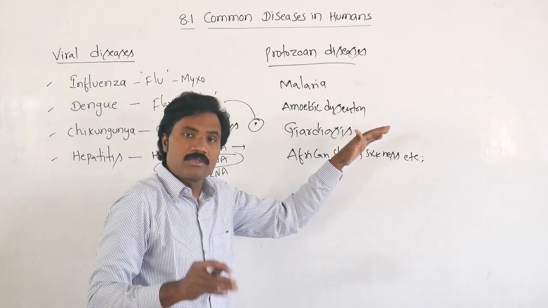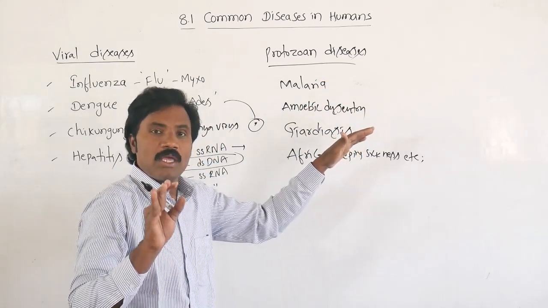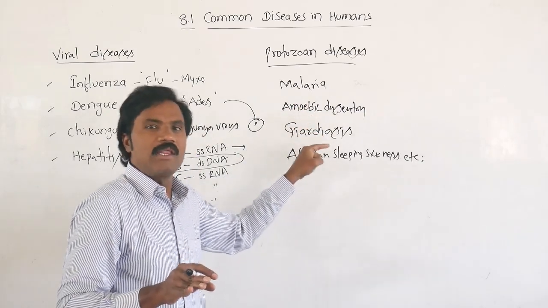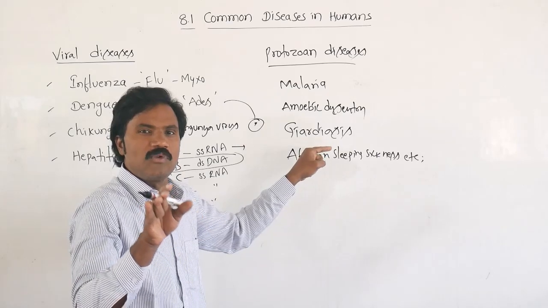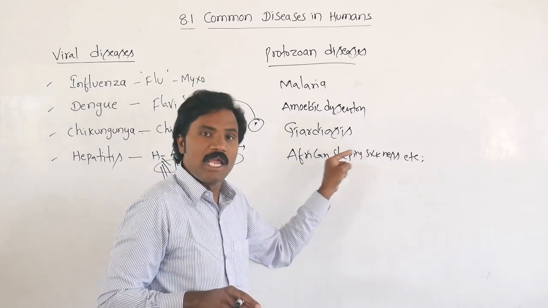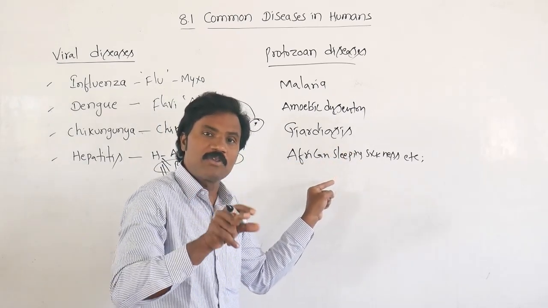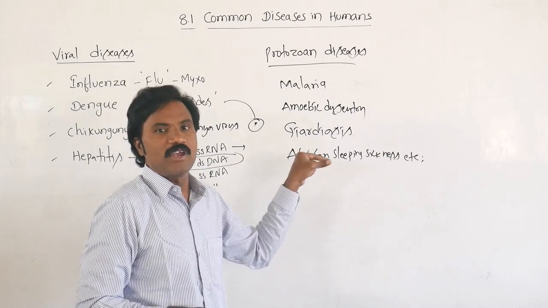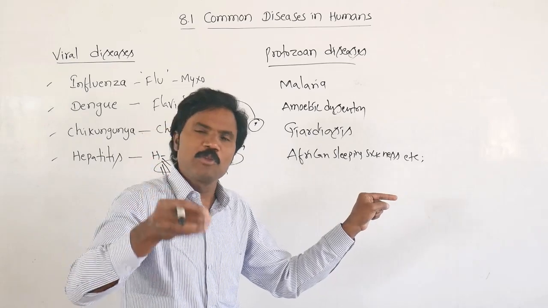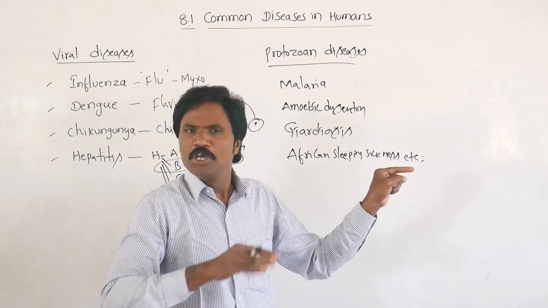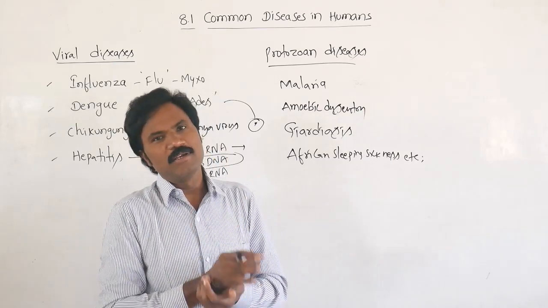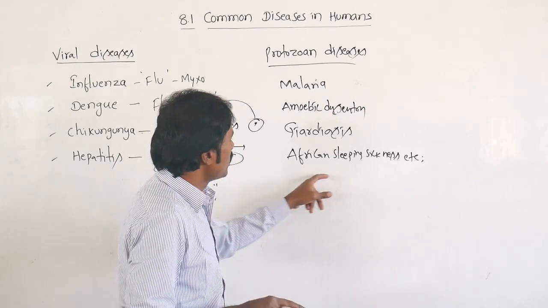But commonly, according to our NCERT textbook, they have given malaria as well as amoebic dysentery. Apart from this, giardiasis is very similar, very equivalent to dysentery. Then African sleeping sickness, the name itself says it is normally present in African countries. African sleeping sickness means that the affected person is continuously in a lethargic condition. There is no activeness at all. Complete sleeping mood throughout the day. That is African sleeping sickness.